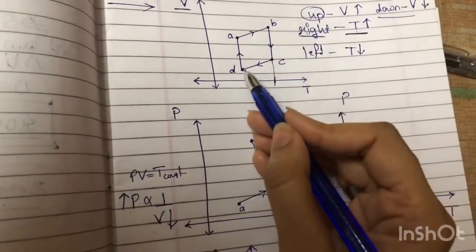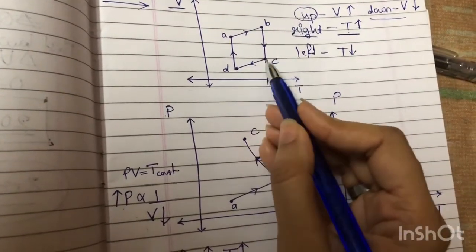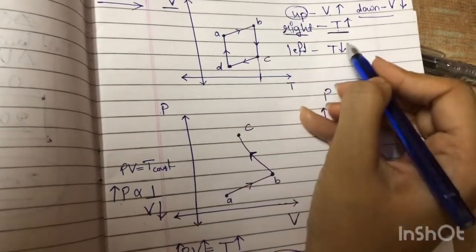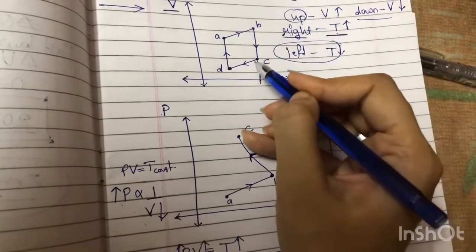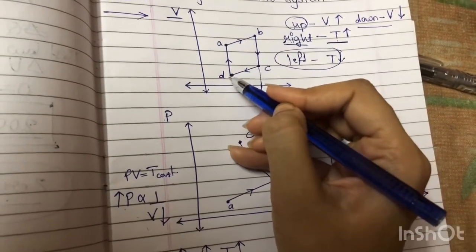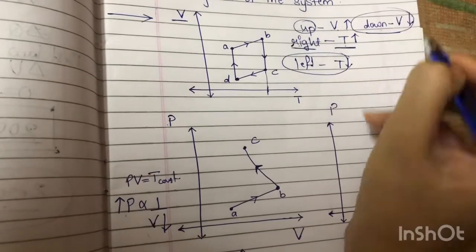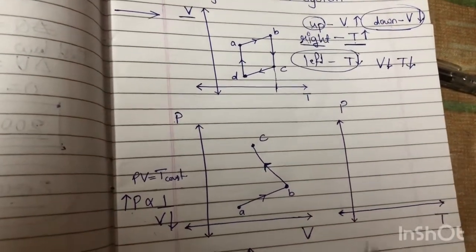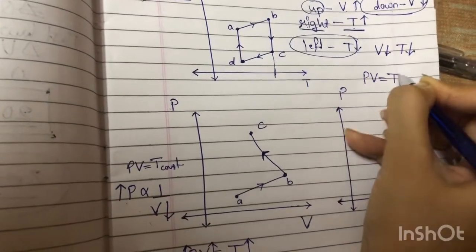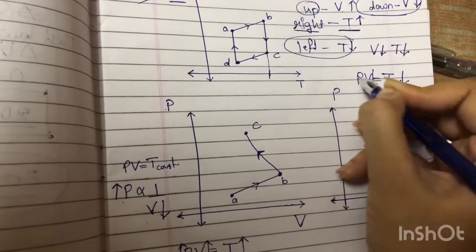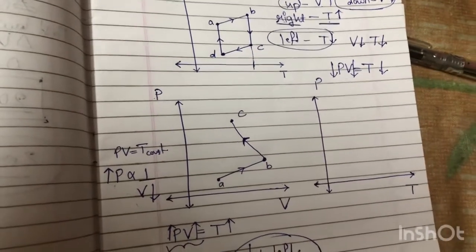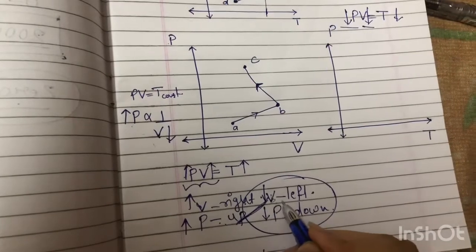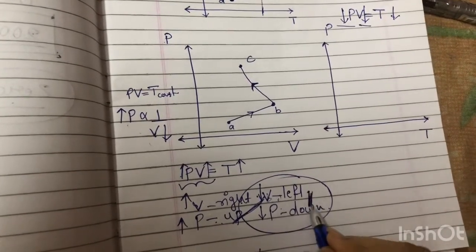Then from C to D, if you notice, I am moving backward, meaning the temperature is decreasing. I am moving towards the left-hand side, meaning there is a decrease in temperature, and the graph is moving downward. Down means decrease in volume. So volume is also decreasing and temperature is also decreasing. If you notice, PV = T. Temperature decreasing, volume decreasing, so pressure will also decrease. Volume will decrease and pressure will also decrease, so this is that combination.